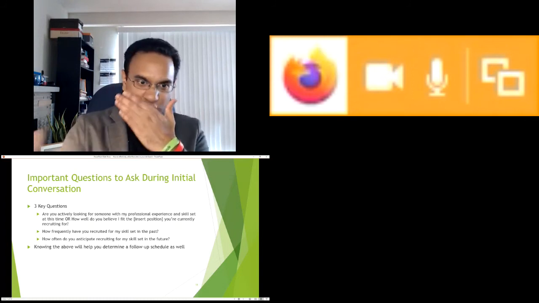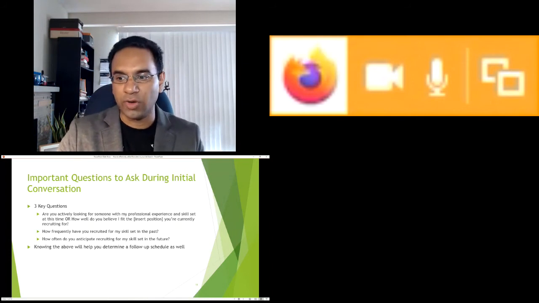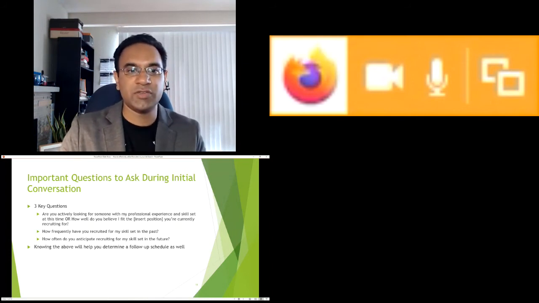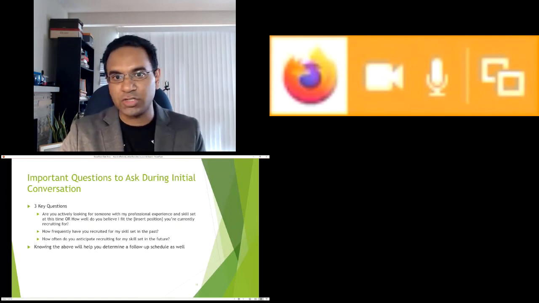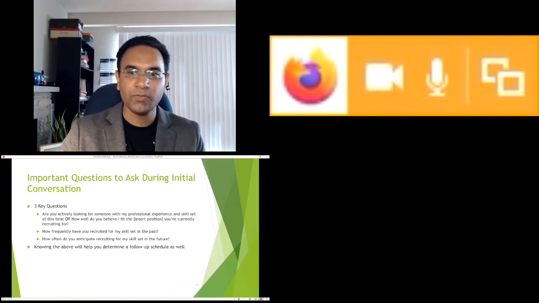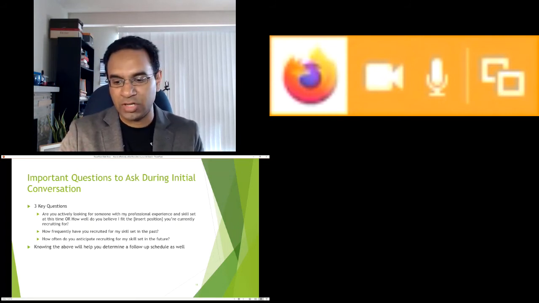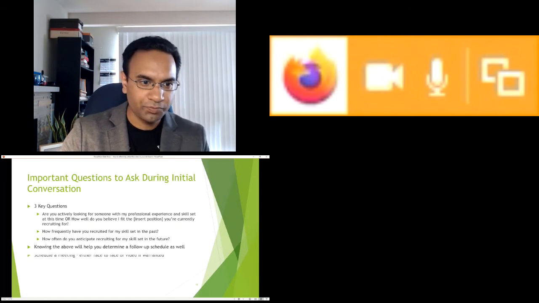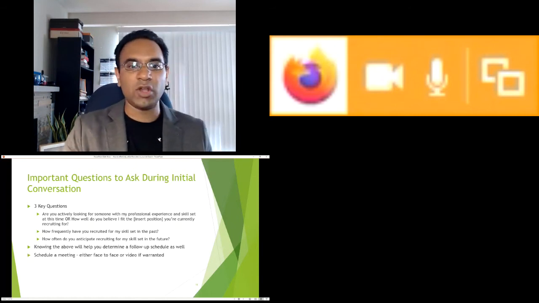So knowing the responses to these three key questions, especially if you're reaching out not regarding a specific position, but you're just calling to introduce yourself, will give you an idea if it makes sense for you to keep in touch. Because if their answer is no for all three of these questions, it doesn't make sense for you to chase after that recruiter, or keep in touch with them or follow up with them. So asking these questions will help you evaluate whether it makes sense to keep following up, right? And the next step is you want to schedule a meeting, right?